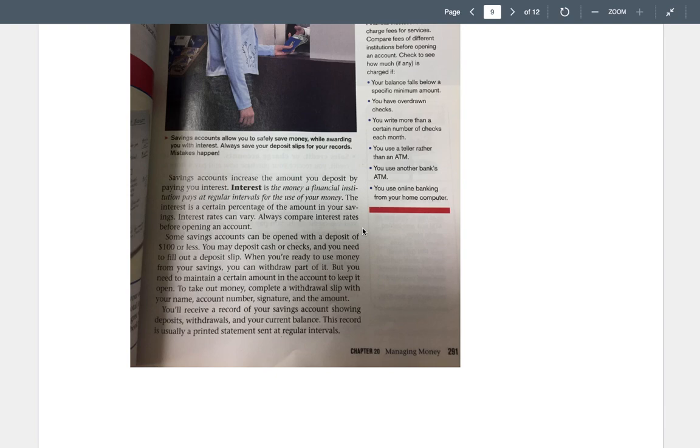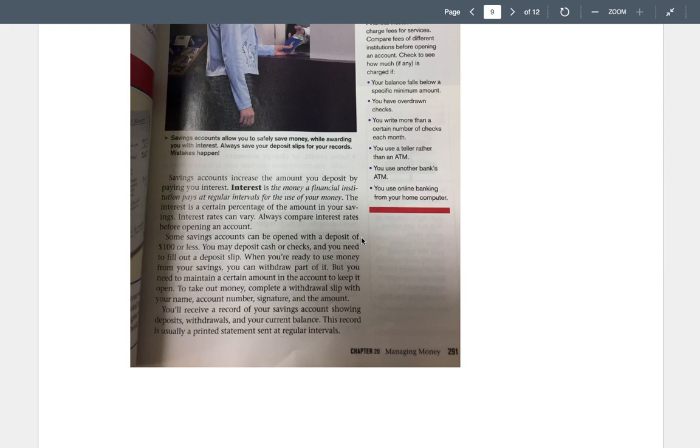Okay, so the interest is a certain percentage of the amount in your savings. Interest rates can vary. Always compare interest rates before opening an account. Some savings accounts can be opened with a deposit of $100 or less. You may deposit cash or checks and you need to fill out a deposit slip. When you're ready to use money from your savings, you can withdraw part of it.